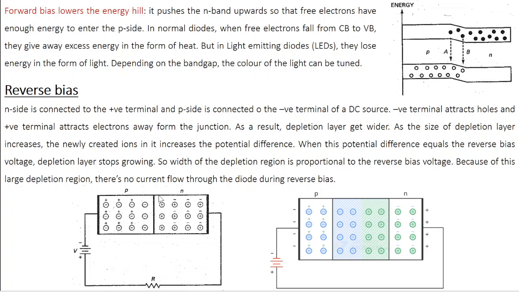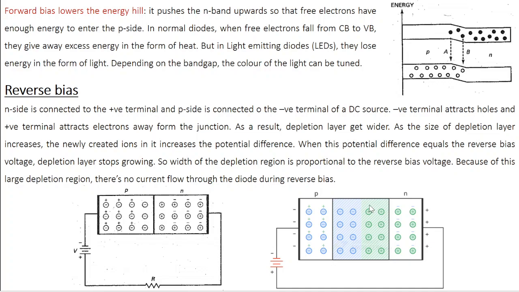So as we know, at the p-n junction we have a depletion region which is devoid of any free charges. Now the battery is going to remove the free electrons and holes close to the depletion region. So the width of the depletion region increases when you apply a reverse bias. As the size of the depletion layer increases, the newly created ions in it increase the potential difference or the barrier potential.